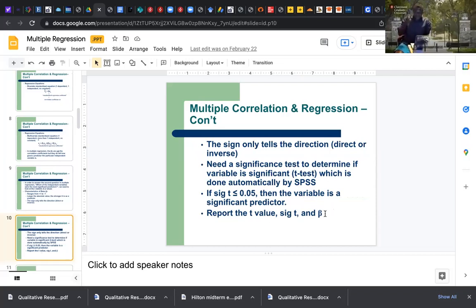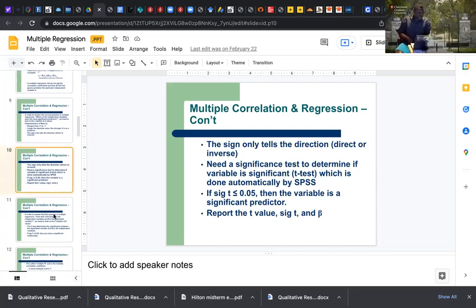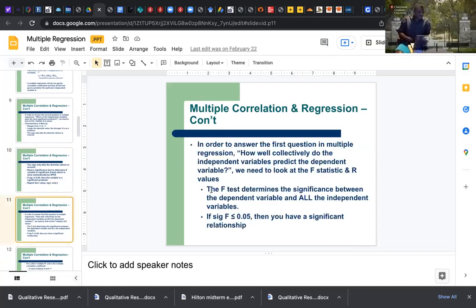for deciding which of the independent variables are the most significant predictors. So if Sig-T is below 0.05, then it's a significant predictor. You have to report the t value, Sig-T, and beta. So you have to mention it. Even if you're answering a question in the midterm, the final exam, or the qualifying exam, they will always ask you to report the statistics.